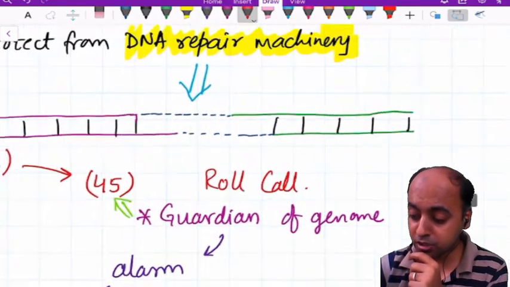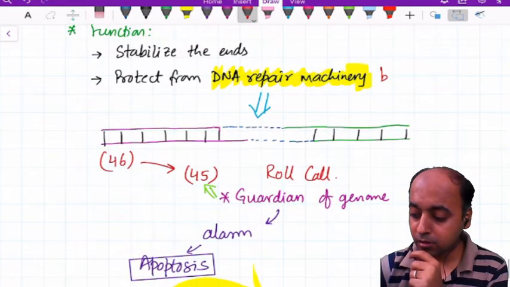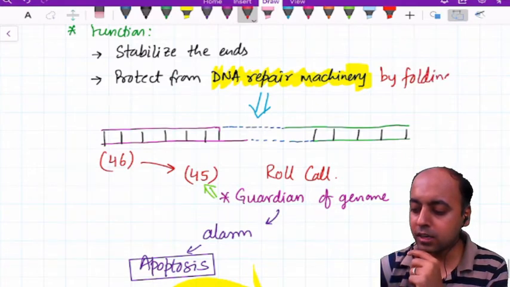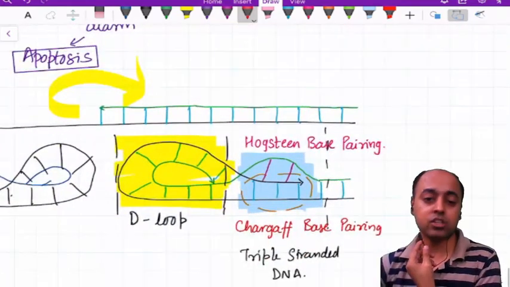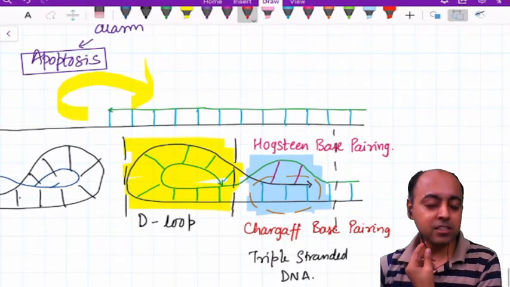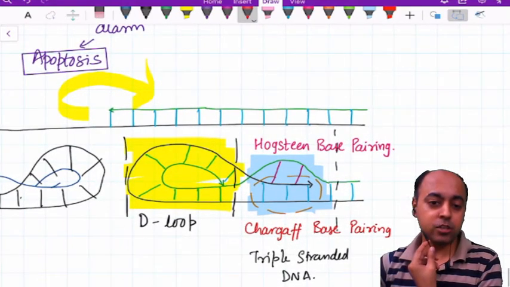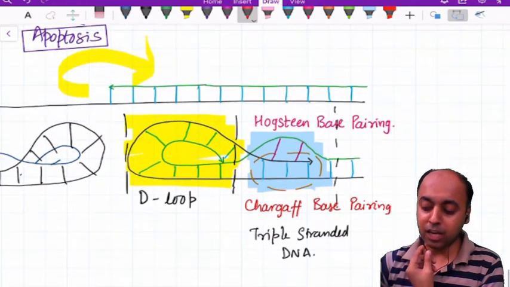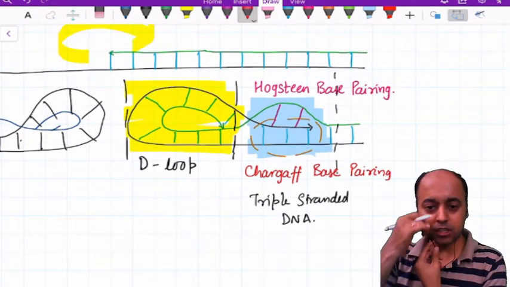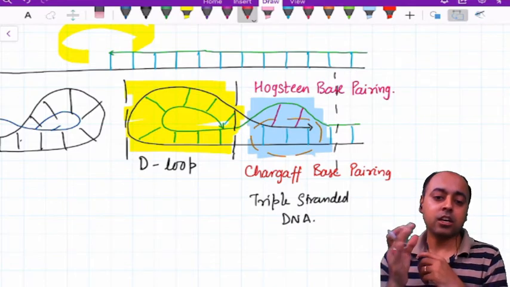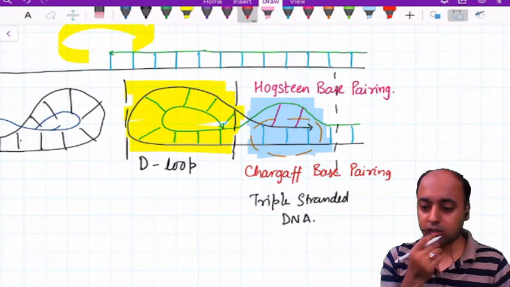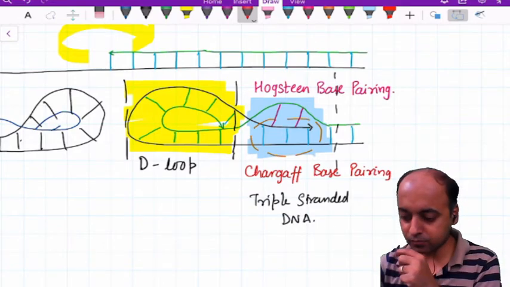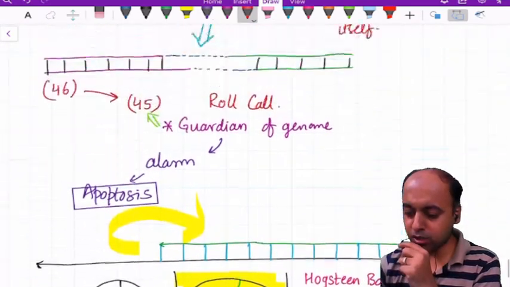Protect from DNA repair machinery by folding upon itself. Right? By folding upon itself, it forms a closed structure which bypasses the DNA repair machinery. This telomere structure will show the D loop, and with the help of Hoogsteen base pairing, it presents with the triple stranded DNA, which does not allow the unfolding to occur very easily. Okay, so that was about the telomere.